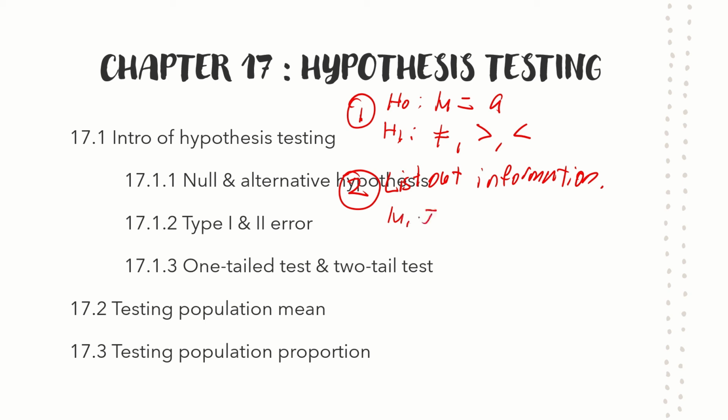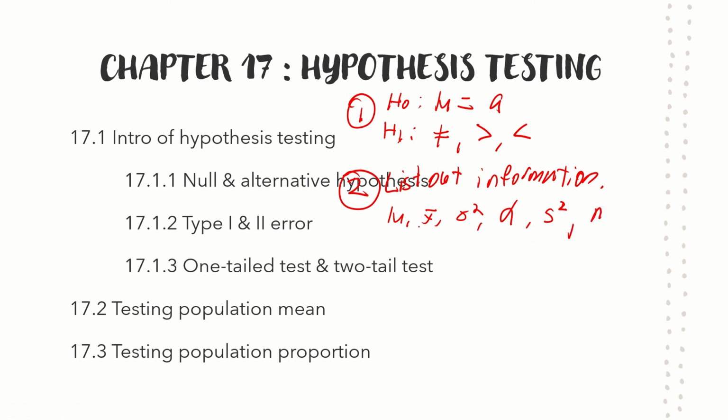Include mu, sample mean, variance, and also the alpha value. You have to know. And also, if there is S squared, the sample variance, you also have to state it. And also the sample size n. So you have to know.